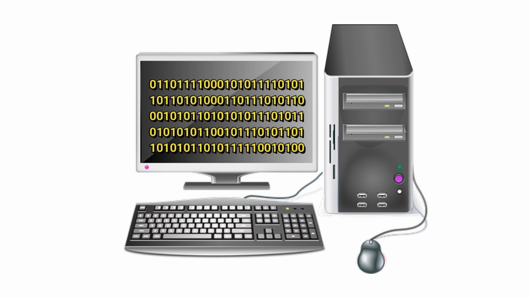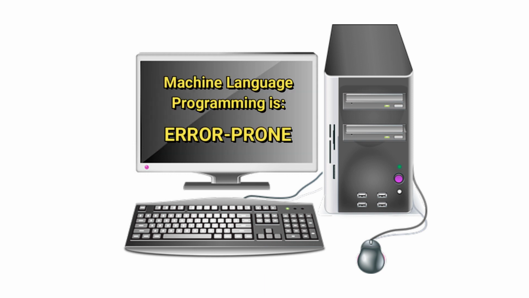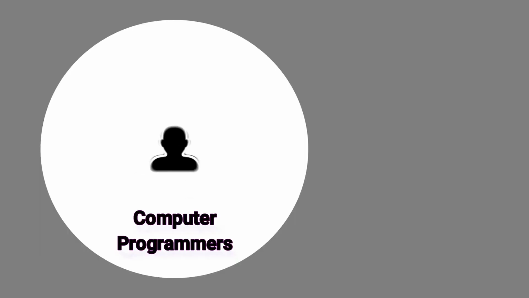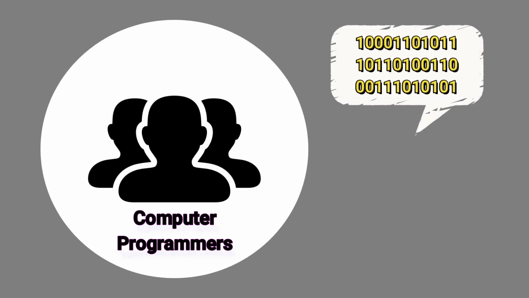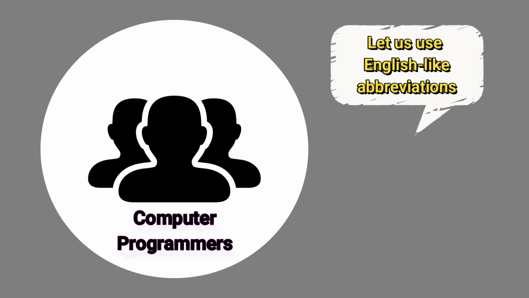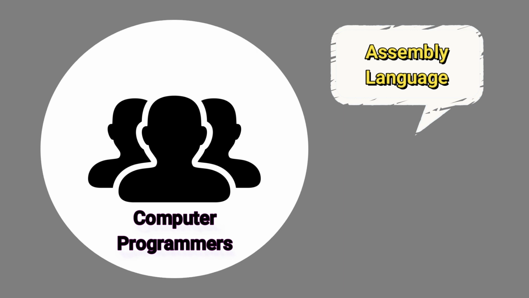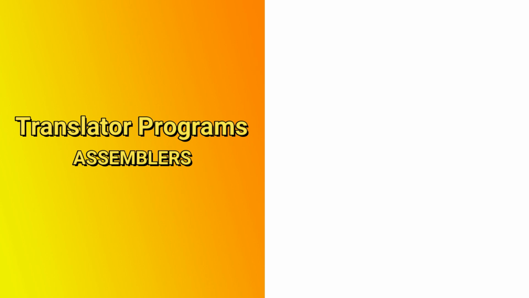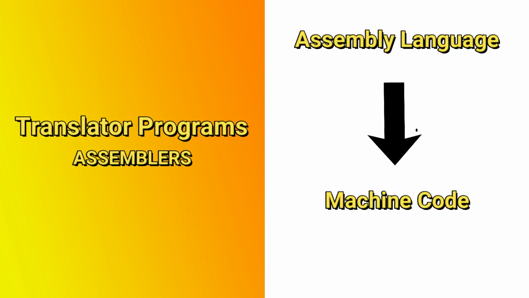Machine language programming was simply too slow, tedious, and error-prone for most programmers since a programmer does not really use the machine language as its language. As a result, instead of using the strings of binary numbers that computers could directly understand, programmers began using English-like abbreviations to represent elementary operations. These abbreviations form the basis of assembly languages. So translator programs called assemblers are required to convert assembly language to machine code, or what we call the machine language.